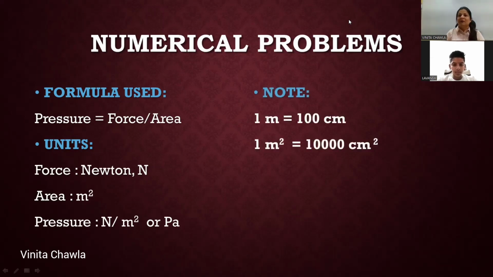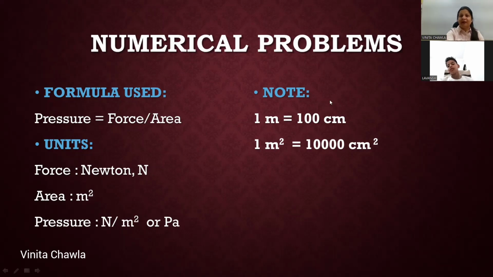Now, when we deal with area, we can get area in different units. We can get area in meter square or centimeter square. If we have area in centimeter square, then we have to convert that into meter square, because meter square is the SI unit of area. So we always want our area in meter square. For this, we have a conversion relation: in 1 meter, we have 100 centimeter.